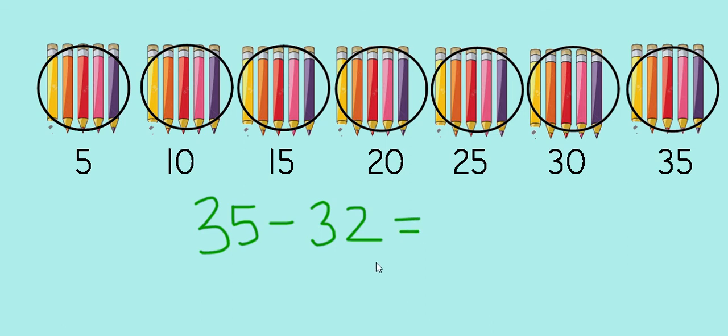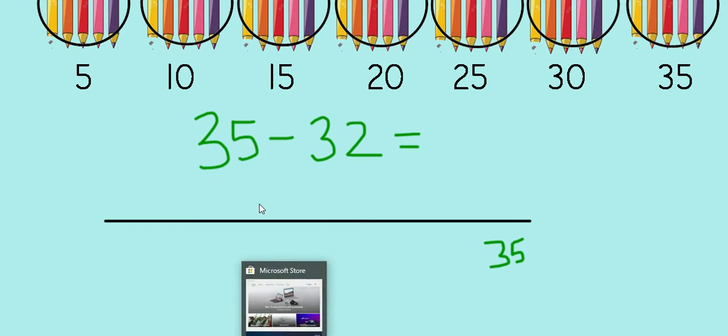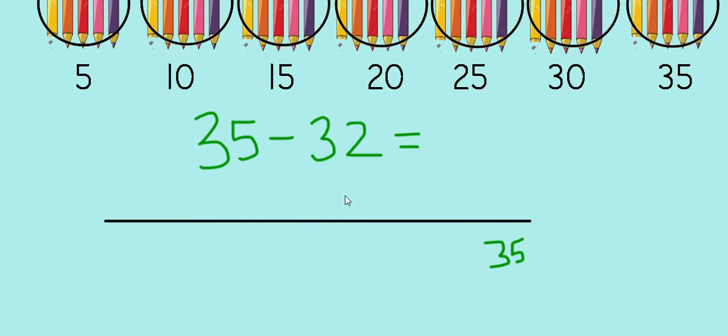So what could we do to work this out? Well, we could use a number line, couldn't we? And we could take away, couldn't we? We could start with 35 and we could take away 32, but it would take a long time because 32 is quite a big number. Now, I've spotted that these two numbers, 35 and 32, are quite close together. They're both in the 30s. They've both got 3 10s.